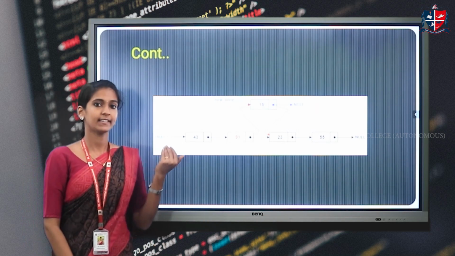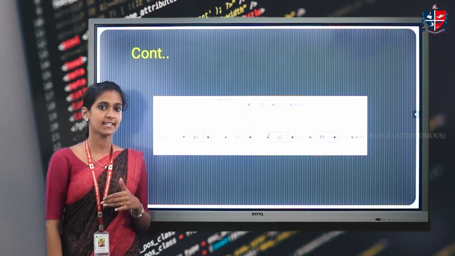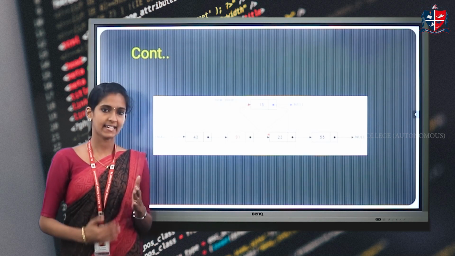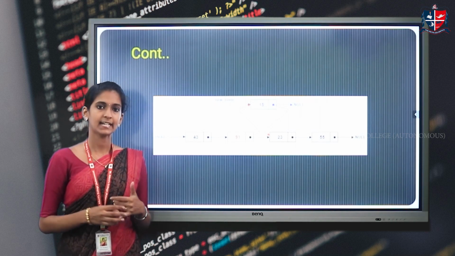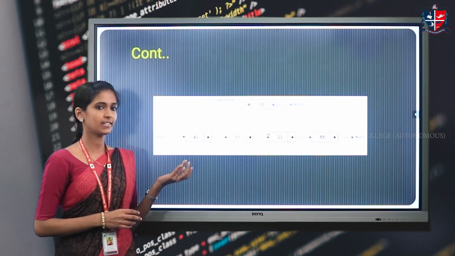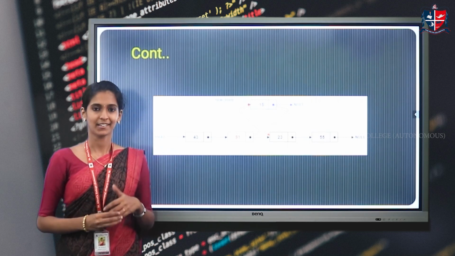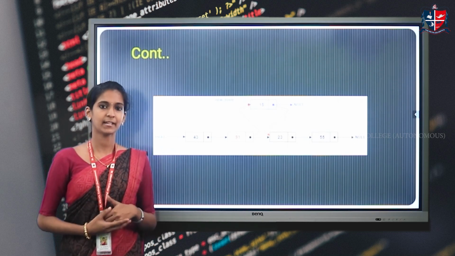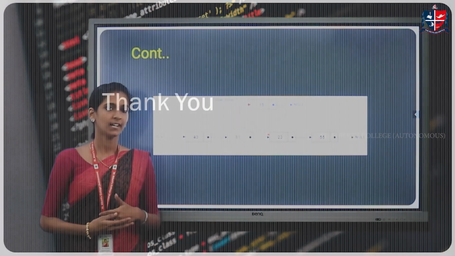So by this lecture, I think you understand how singly linked list insertion can be done through three cases: insertion at the beginning, insertion at the end, and insertion at a specific location. Thank you. In the next lecture, we will see how deletion can be done in the linked list.